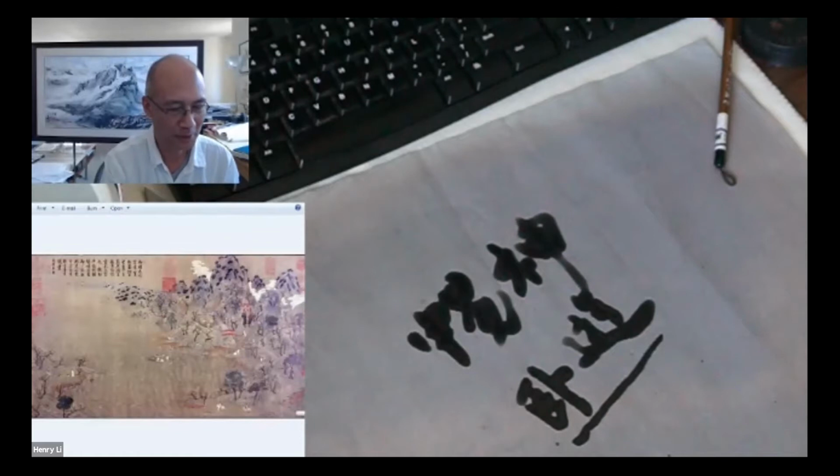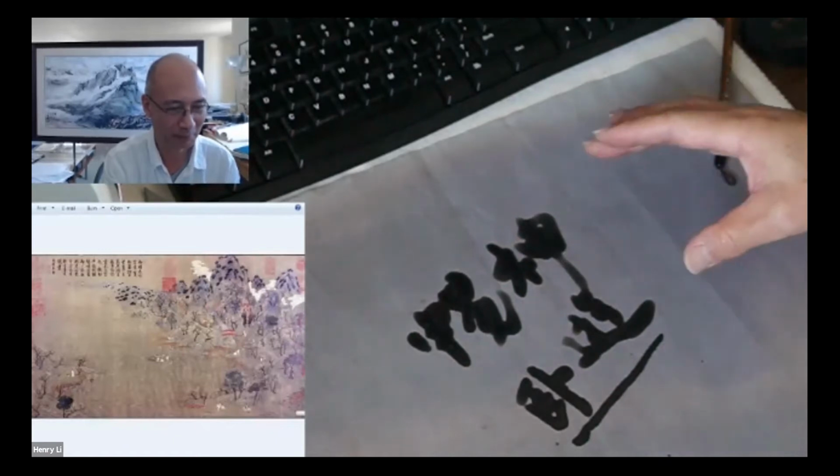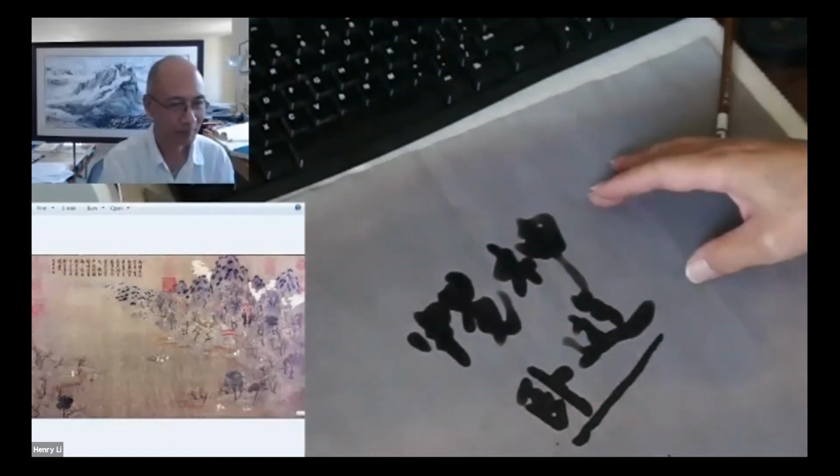So these two words are the goal of Chinese painting. It was set from very early on by the first aesthetic article about Chinese landscape painting in the 5th century.